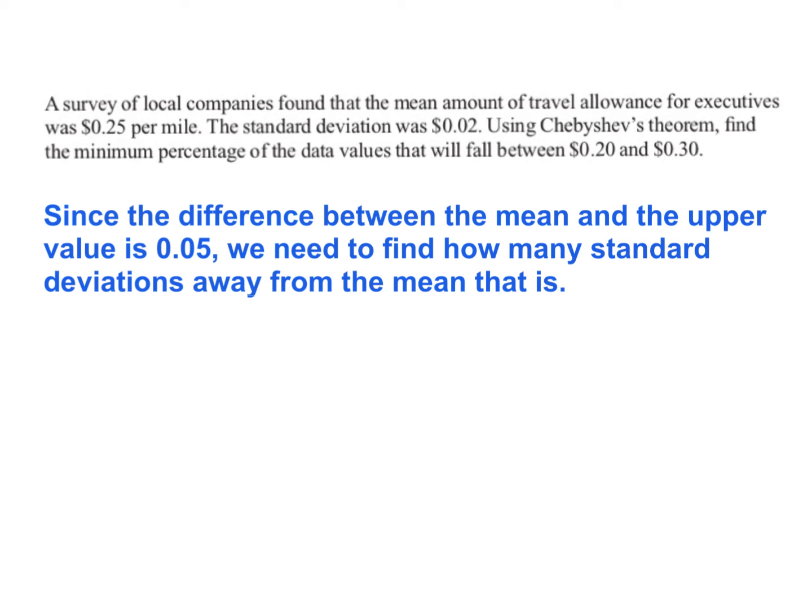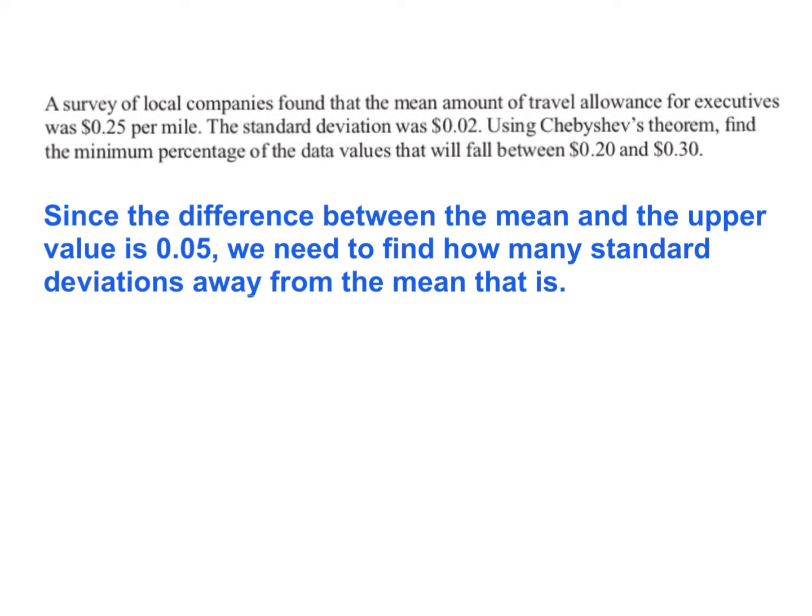What we need to figure out, and don't say it if you know, is how many standard deviations that is. Because if we know how many standard deviations that is, then we know K. And if we know K, we can plug it into Chebyshev's theorem and find the percentage. So the question is, how many standard deviations is 0.05? Just think about that. Remember that K doesn't have to be an integer. K can be a decimal. We can have a partial standard deviation away.